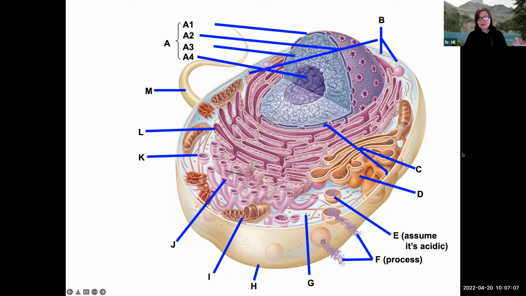Great. All right, D is pointing to this kind of orangey pancake-looking structure. Arian, do you have a guess or do you want to pass? Either is fine.